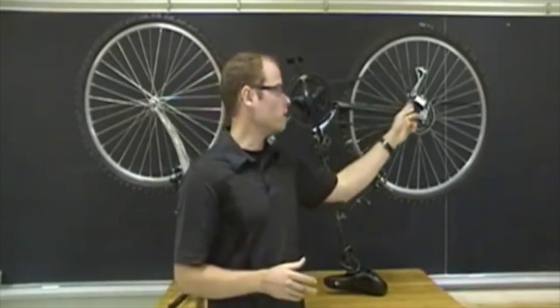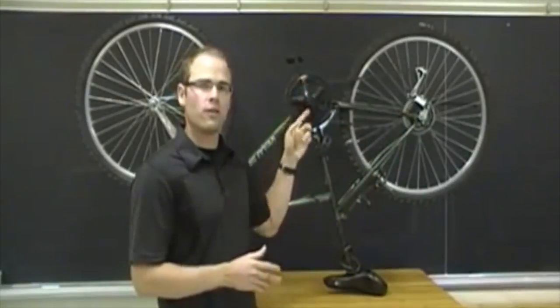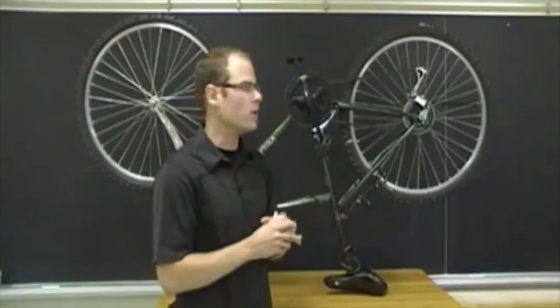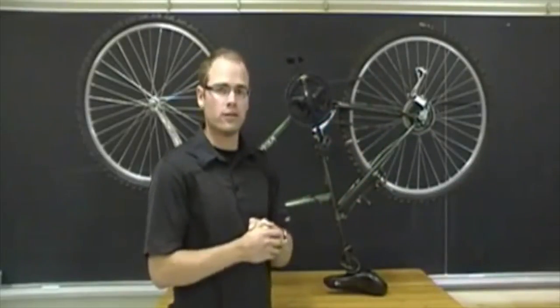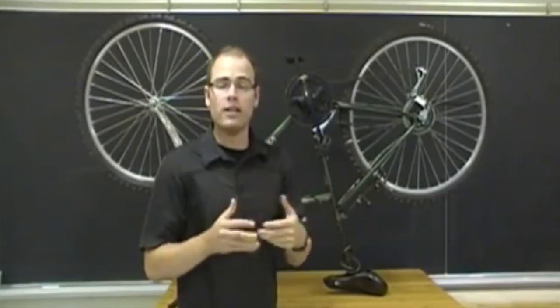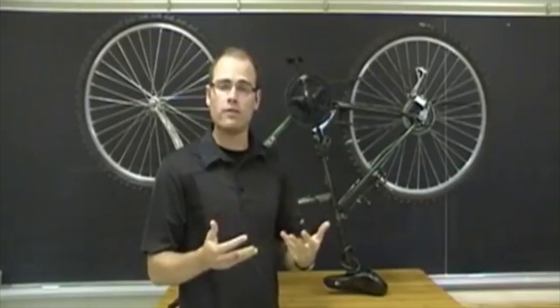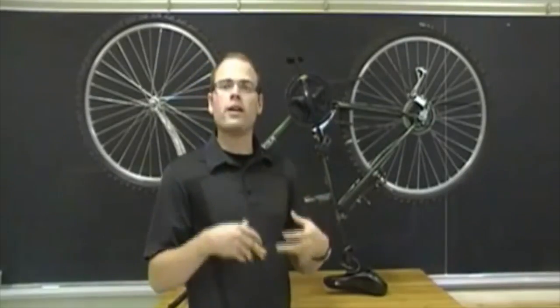So have your students count how many teeth are in the small gear at the back and the large gear at the front, and see if there's a similar relationship between the amount of spins in the rear tire versus the pedals. Now, we have little mechanical advantage here when we're in a high gear, but we have a higher rate of speed. Similarly, low speed in a lower gear, but a greater mechanical advantage.